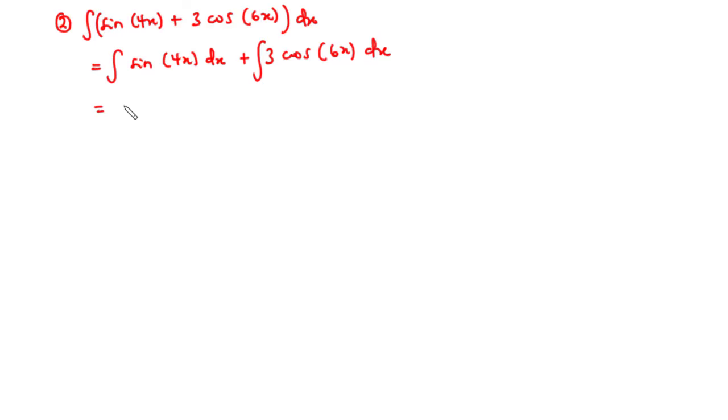So we have this to be negative 1 over, we have a to be 4, so negative 1 over 4 times cos 4x, plus, we can pull out 3 because 3 is a constant, so we have 3 times, when you integrate cos ax, you have 1 over a sine ax. So that becomes 1 over 6. You differentiate this, you have 6. Then cos changes to sine, so sine ax. So we have 6x.